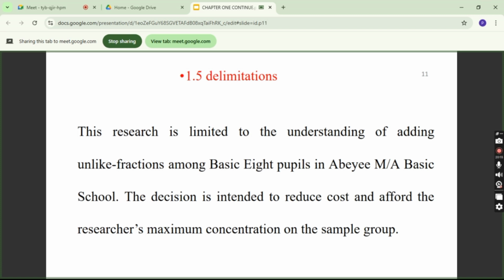The decision is intended to reduce cost and afford the researcher maximum concentration on the small group. So here, my main focus as a researcher is to focus on the basic 8 people that I'm doing the research on. I'm not exceeding the basic 8, even though I can be teaching from JHS 1 to JHS 3. But the class that I chose to do the research work, that's the class that I am using.